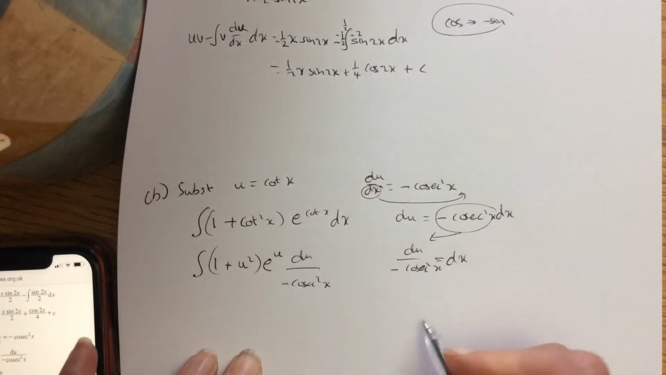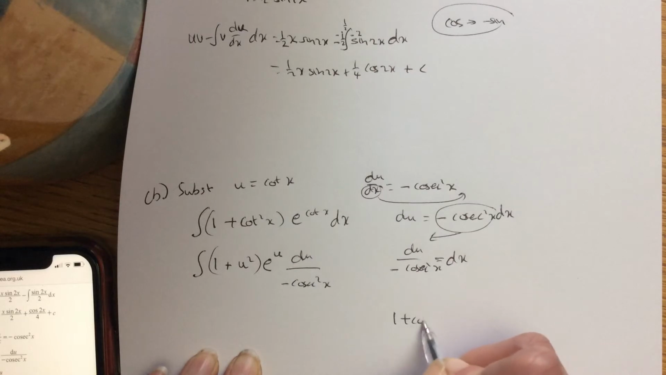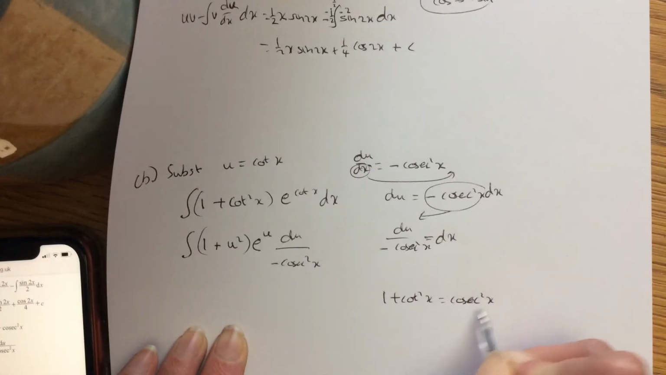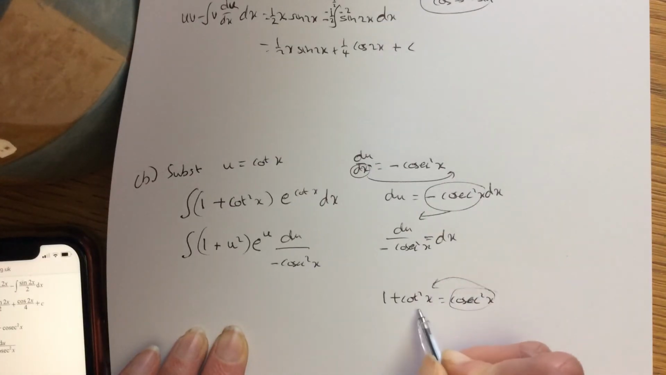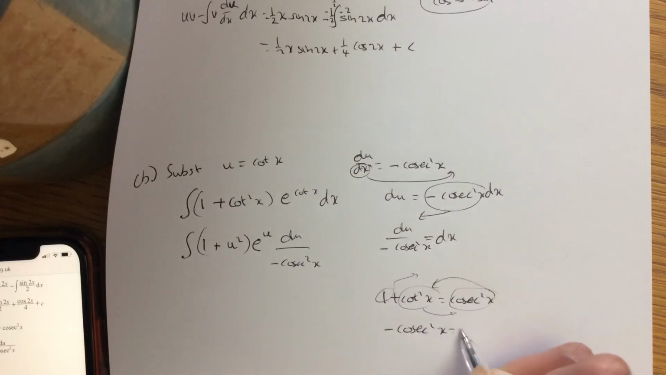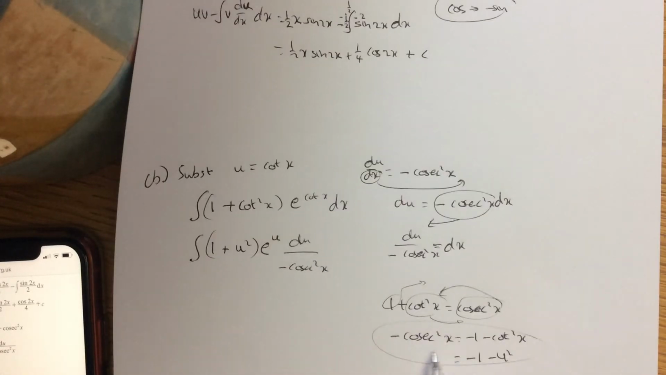Right, cot and cosec are linked. 1 plus cot squared gives me cosec squared x. So if I bring this across here and move these two over, basically just change all the signs. Minus cosec squared x equals minus 1 minus cot squared x. And you know that cot is u, so it's minus u squared. Okay, so I'm going to put that as my minus cosec squared.